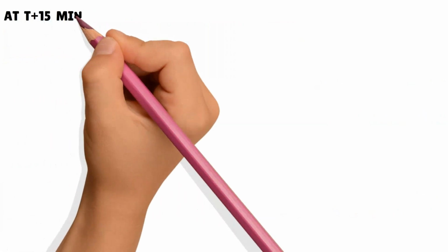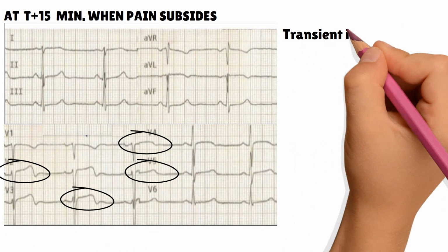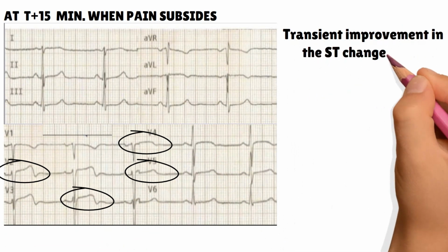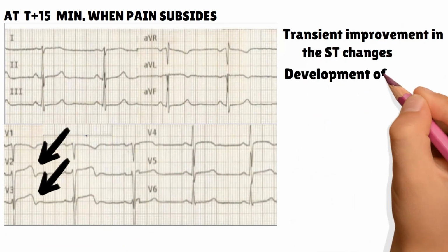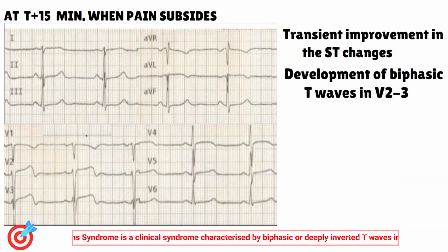Now come to the second ECG. In the second ECG, there is a transient improvement in the ST changes with development of biphasic T wave in V2 and V3. So what's the important point here is the pattern of T wave changes in V2, V3, which is also known as Wellens syndrome.